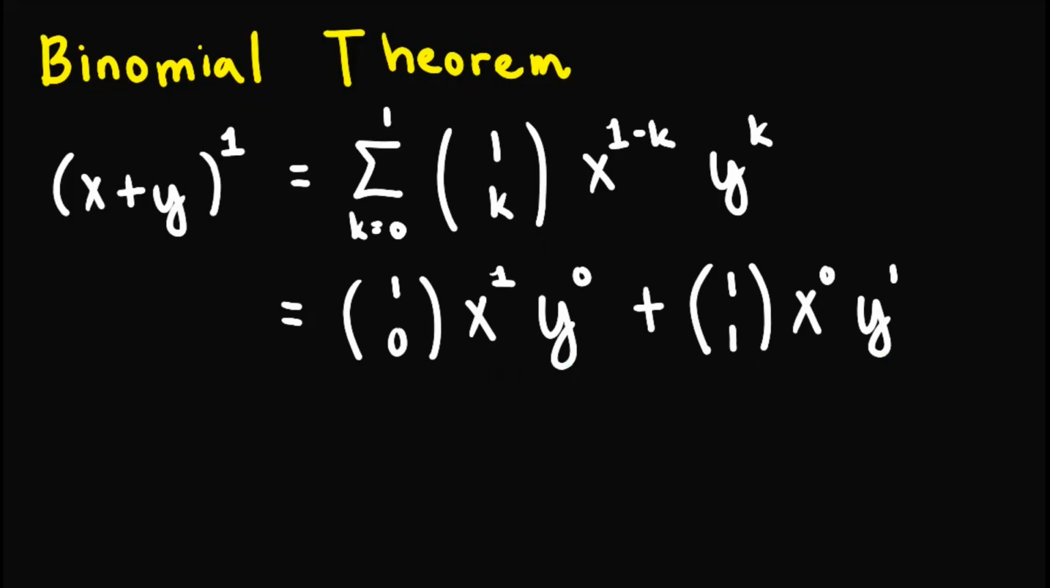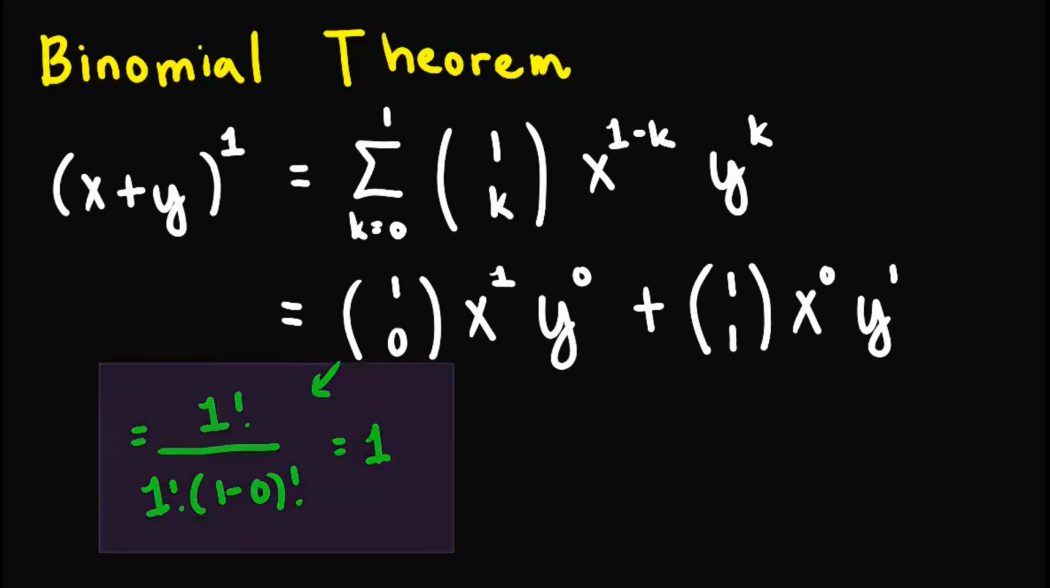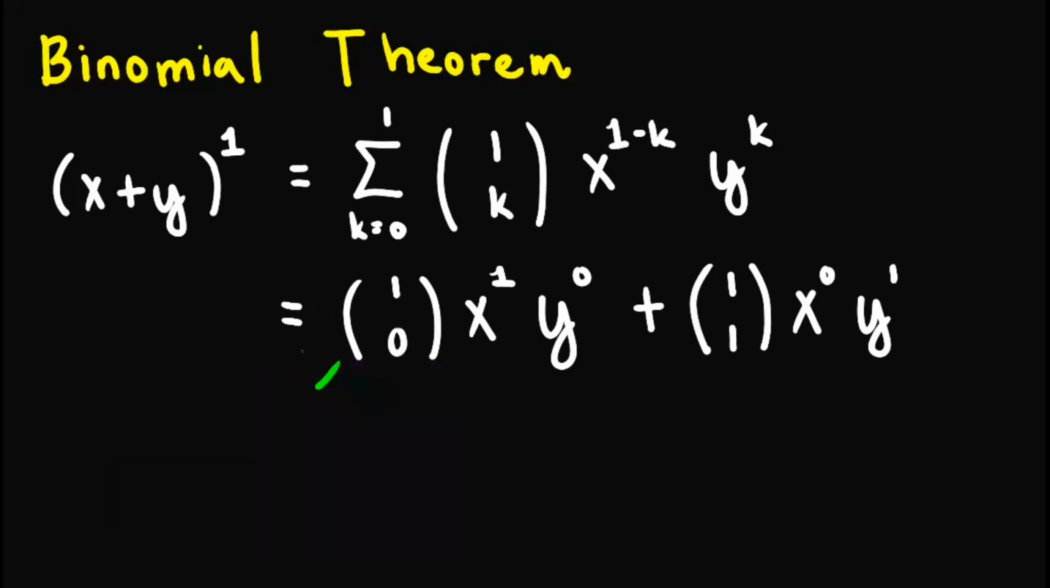So let's simplify this one. First, this one out here is equal to 1 factorial all over 1 factorial times 1 minus 0 factorial. Since these are just a bunch of 1s, this will simply be equal to 1. So we can replace this one out here with 1.